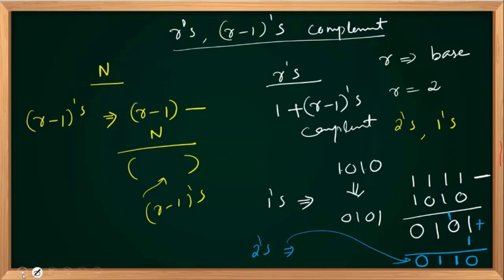Okay. So let us have another number. Let us say 2, 1, base 3. Please listen. 2, 1, base 3. Here r is 3. So if r is 3, I will have two complements, r minus 1's complement and r's complement. So r minus 1's complement is 2's complement, as it's a base 3 system, and r's complement is base complement or 3's complement.